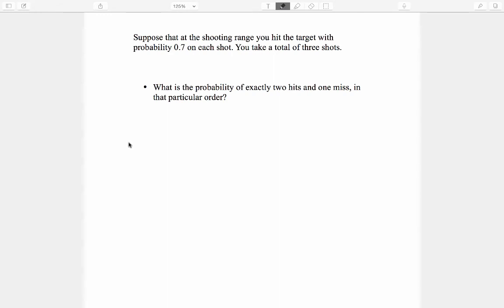Suppose that at the shooting range, you hit the target with probability 0.7 on each shot. You take a total of 3 shots. What is the probability of exactly 2 hits and 1 miss in that particular order?